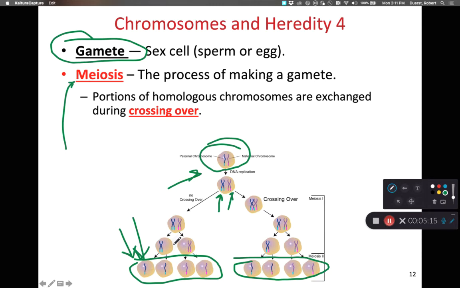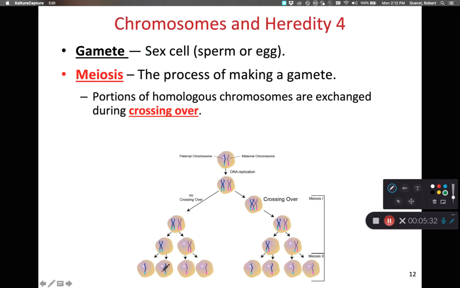Every once in a while during this process, we're going to have crossing over. One part of a maternal chromosome and a paternal chromosome are going to flip-flop during this process of making a gamete, during meiosis. Crossing over typically is going to happen at the very beginning of meiosis.